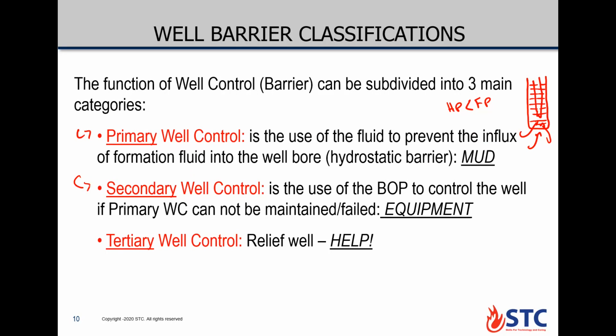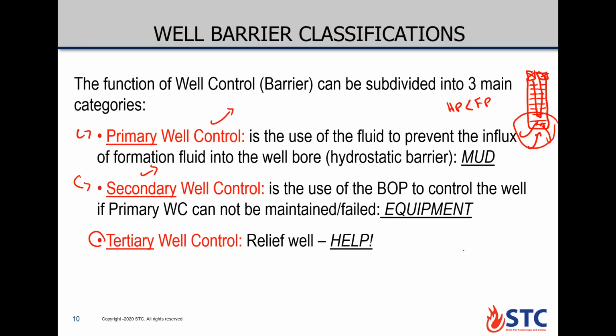The secondary barrier is when we have an influx inside the well, we close the BOP during the drilling operation. Shutting in the well means closing the BOP to prevent the movement of the influx so that it does not reach the surface. So the secondary well control barrier is the use of the BOP to control the well if the primary well control can't be maintained or has failed. What will happen if the primary has been compromised and the secondary has been compromised? Now it's time to talk about the tertiary well control barrier. This one is the last option.